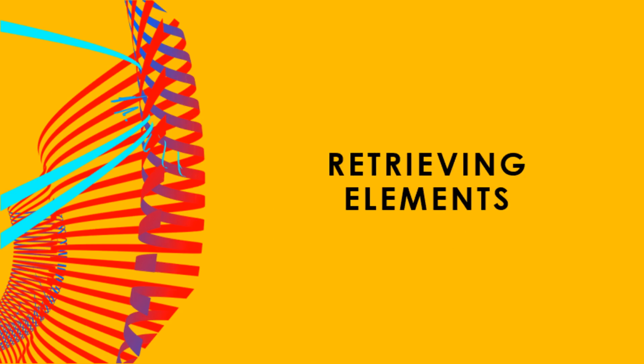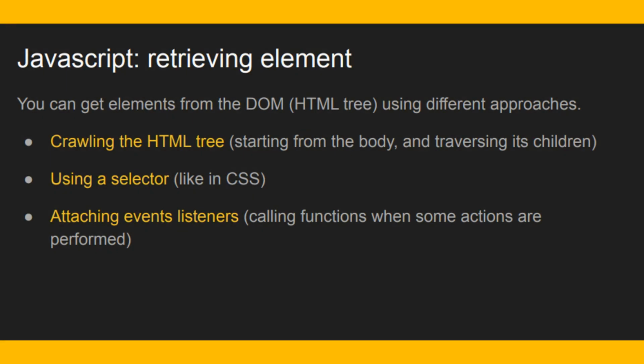Retrieving elements. Now we want to retrieve these elements in order to give some interactivity. We need to write code on them. You can get elements from the DOM using different approaches. The DOM is the document object model, as I said: the head, the body, the P, the H1 tags, the div tags. Those are the object model of the document.